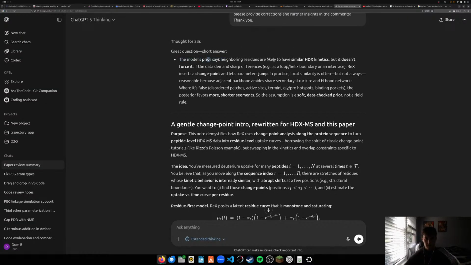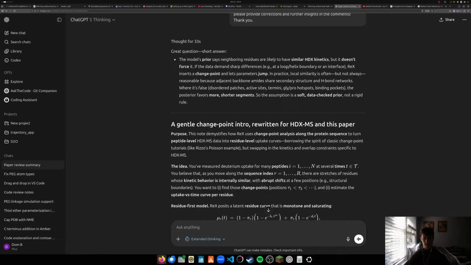The model's prior says neighboring residues are likely to have similar kinetics, but it doesn't force it. If the data demands sharp differences, it inserts a change point and lets parameters jump. In practice, local similarity is often, but not always, reasonable because adjacent backbone amides share environments. Where it is false, such as active sites, the posterior favors more, shorter segments. So the assumption is a soft prior the data can check, not a rigid rule.